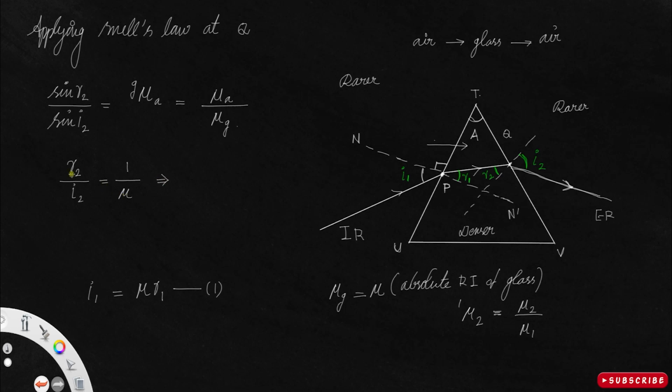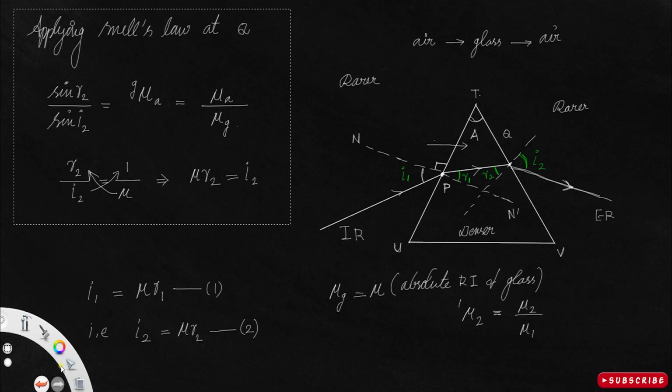Implies I'll get mu R2. Taking this mu to the left, and I2 to the right, is equal to I2. That is, I2 will be mu R2. Clear? Let's take that as equation number 2.